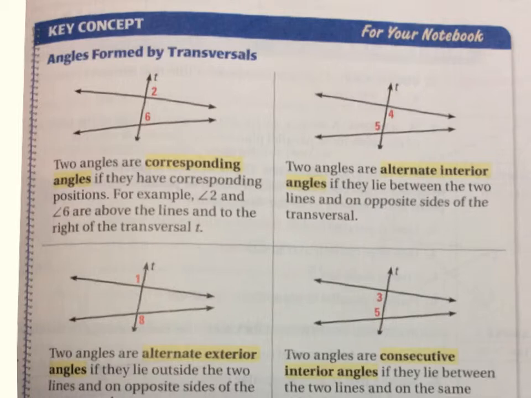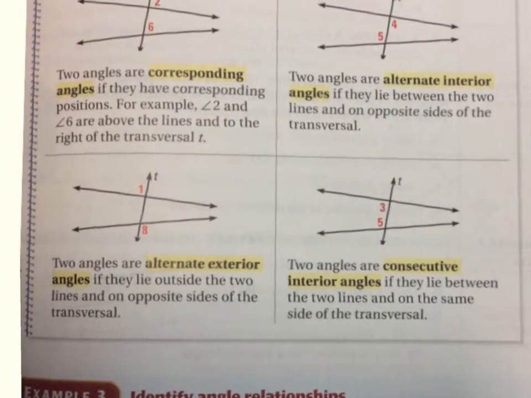Then we have alternate interior angles. You can see the definition here: they lie between the two lines and on opposite sides of the transversal. The example they have is angle 4 and angle 5. See how they're on opposite sides, but they're both inside here. So we also could have done this angle here and this angle here. Those also would have been alternate interior angles.